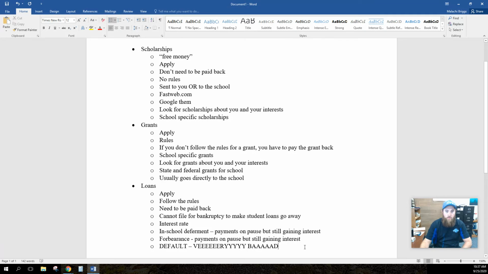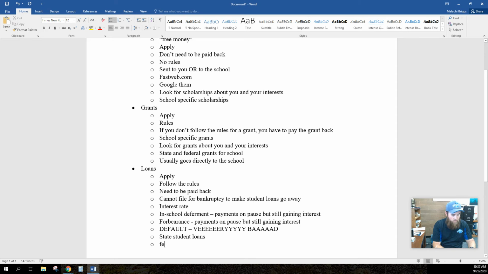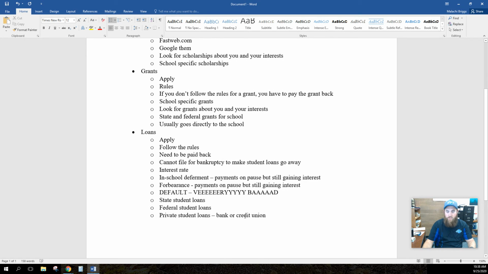Now you can go with loans at the state level. You can have federal student loans. You can also go with private student loans, which is usually through a bank or credit union, and these are generally a higher interest rate. Personally, I have some federal student loans. I'm not a fan of them, but they're there.